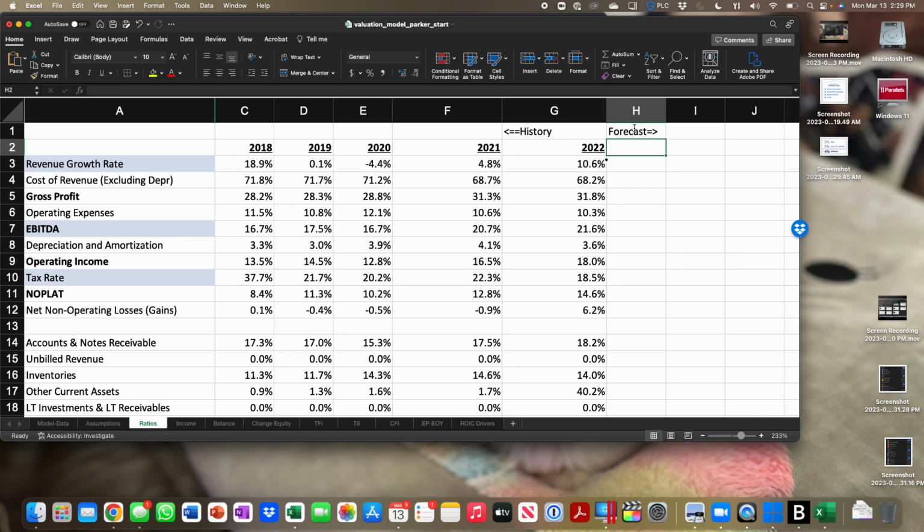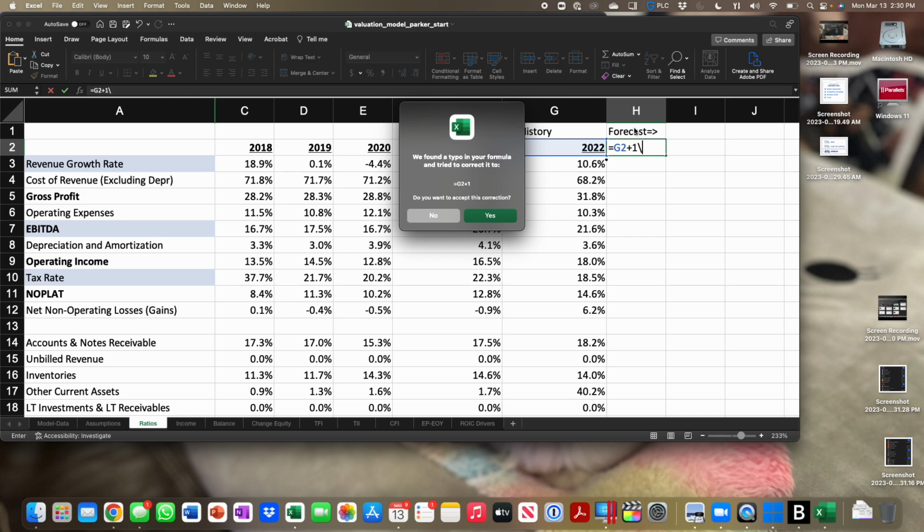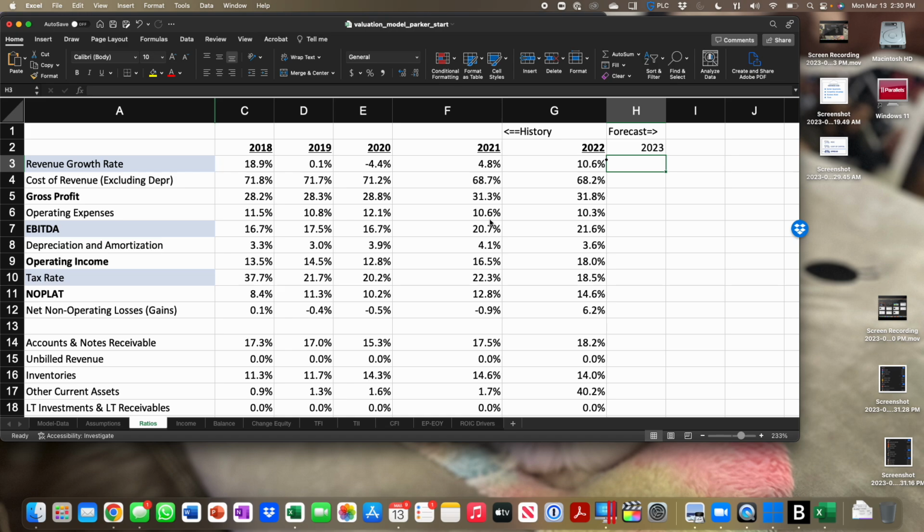Cell H2, our first forecast year is 2023. I want to make this a relative year. So equals previous year plus 1. Because again, I don't want to hard code 2023 because if Parker Hannifin ever reports 2023, I want column H to be 2024. So equal previous year plus 1. Okay? Now as a placeholder for the revenue growth rate for 2023 equals the 2022 revenue growth rate. So H3 equals G3. And that is a cell which I'm going to make yellow, telling me that I could change this. Okay?